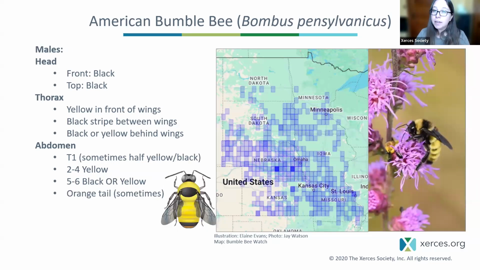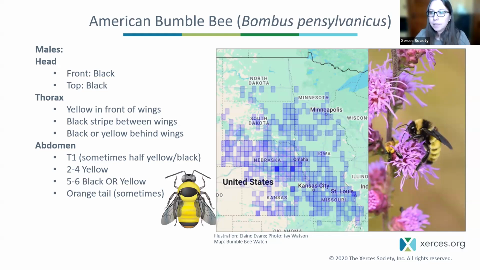The males of the species tend to be yellower than the females, especially on the abdomen. So looking at the abdomen of the males, T1 will often be entirely yellow, though sometimes it will be half yellow and half black, just like the females. T2 through 4 will be yellow, and then T5 and 6 will be black or yellow, just kind of depending on the individual.